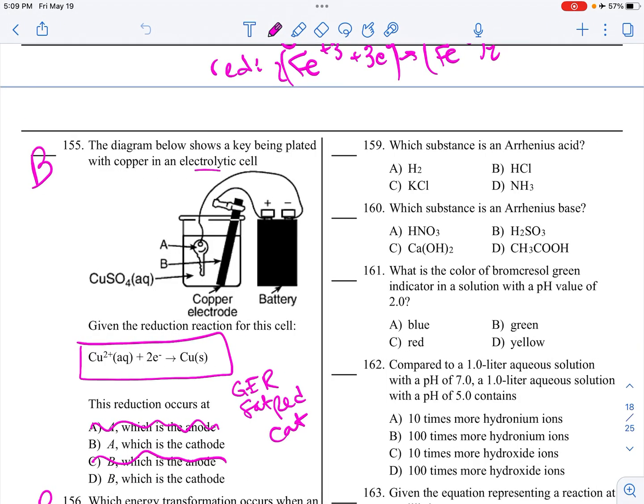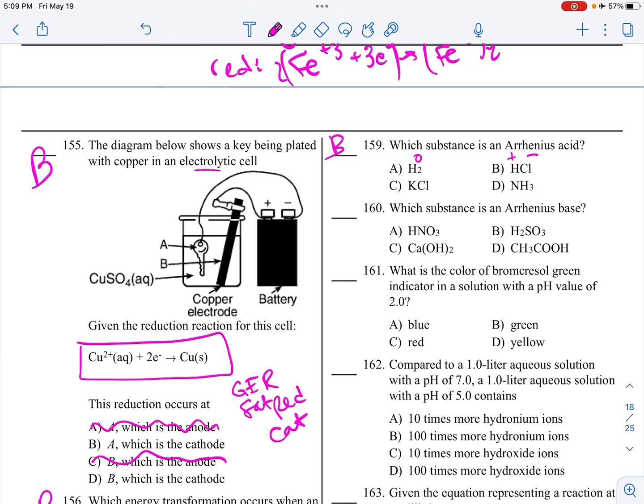So this A, you might be tempted to choose, but there's no H+. It's 0. So in this one we have H+, Cl-. It's also called hydrochloric acid on reference table K.